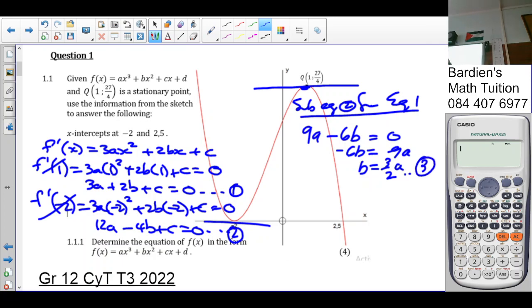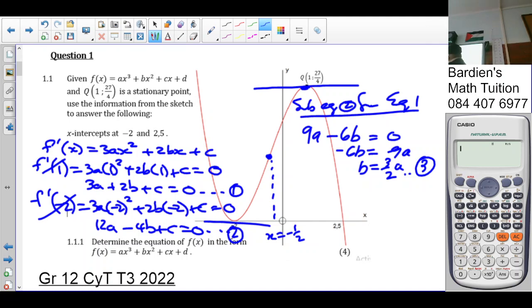Then we know that the point of inflection is happening between the two turning points, which is here. This is negative 2, and that is 1. Negative 2 plus 1 is negative 1, divided by 2 is negative half. So the point of inflection happens at the x value of negative half.